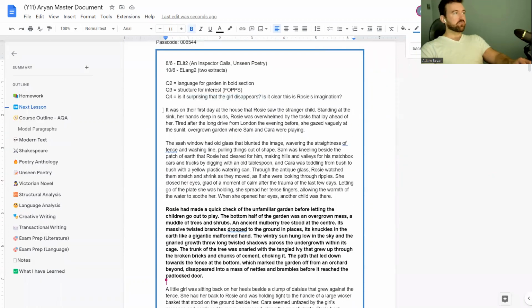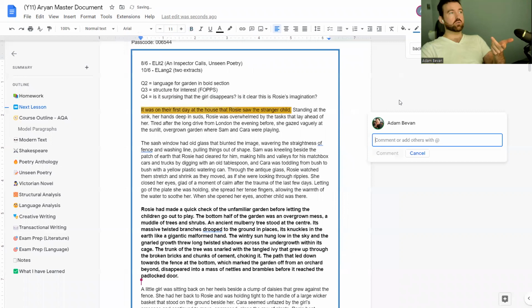Okay, so it was on their first day at the house that Rosie saw the stranger child. So straight away, that's a very interesting focal point. I think that it definitely adds a sense of interest for the reader straight away, because it's the first day at a new house. And there's this idea of a stranger child, which I'm not quite sure what that means, but this adds mystery for the reader straight away. And this is through a focal point. So this is question 3.